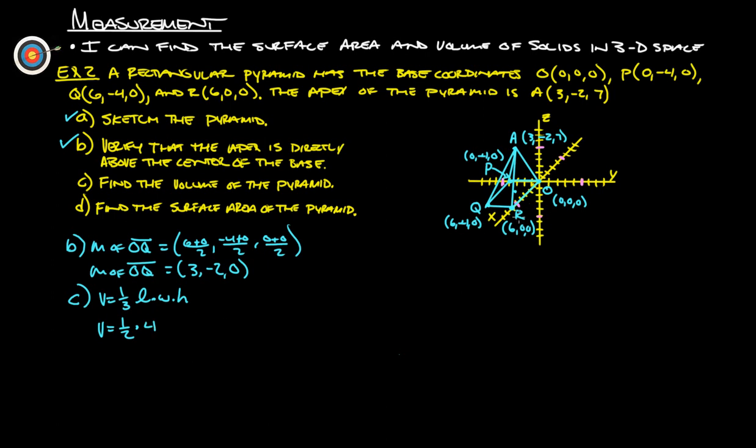Okay, and then the width, say from R to O. Again, those are both 0's, so it's from 0 to 6, so that's a distance of 6. And we just figured out that the difference between (3, -2, 0), the base, and (3, -2, 7) has a distance of 7. Okay, so 1/3, not 1/2.